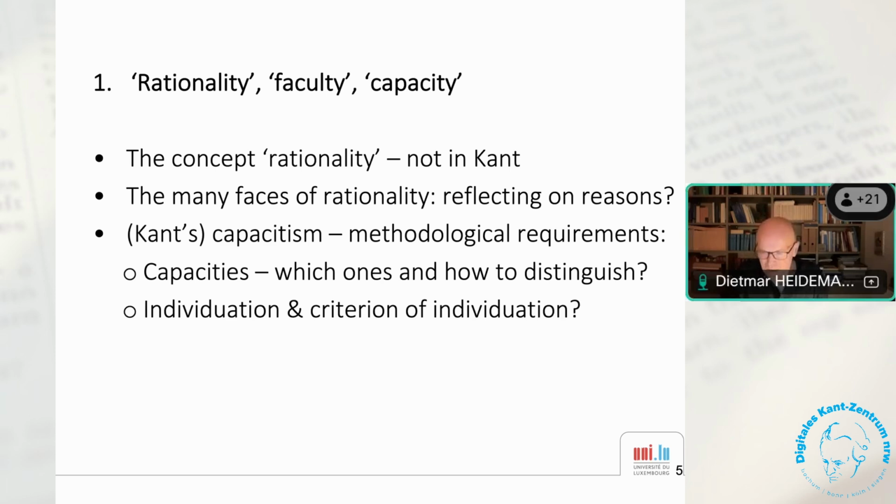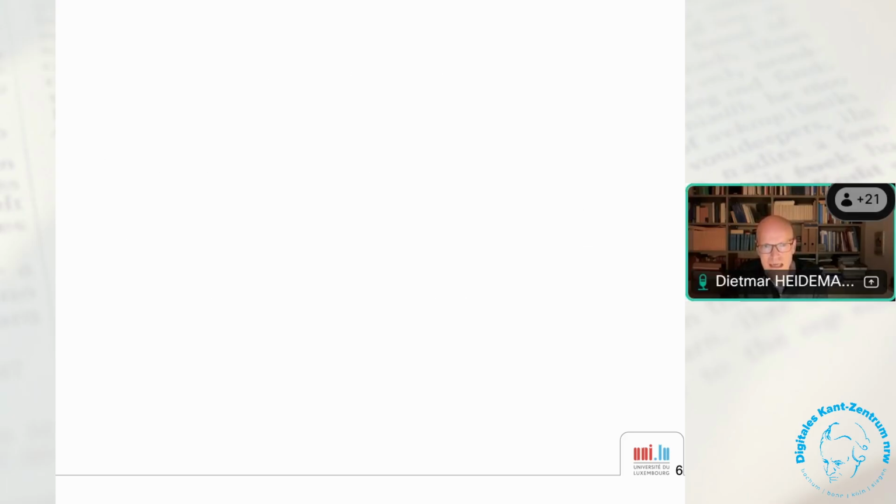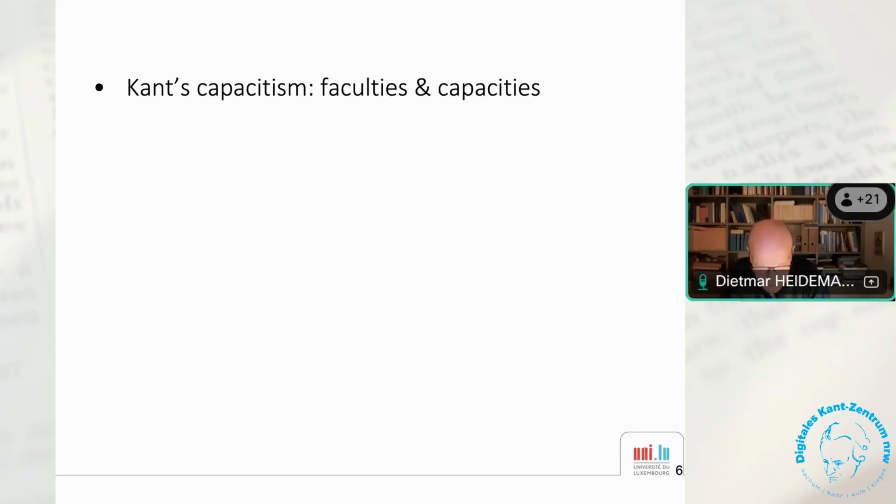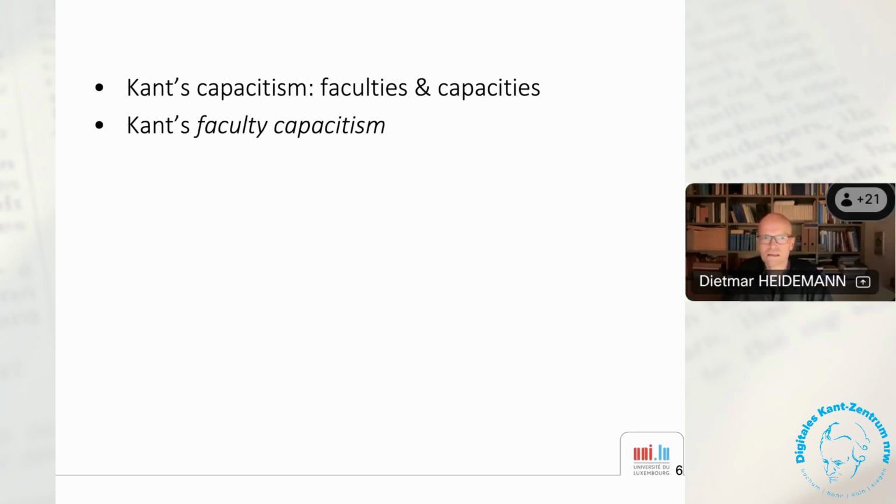And this is in Kant done by the distinction between faculty and capacity. This is a terminological, classical, traditional distinction we find in Leibniz and others, such that, as you will see, the kind of capacitism Kant holds is what I coin faculty-capacitism. So Kantian capacitism is faculty-capacitism. Now, to understand this, what options do we have for individuating capacities? Because that was the methodological question to ask and to answer.